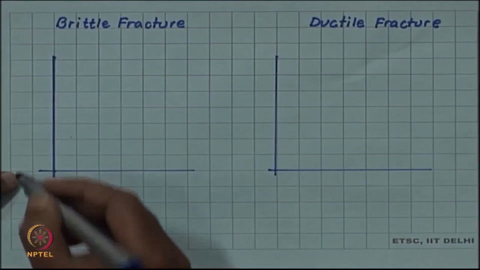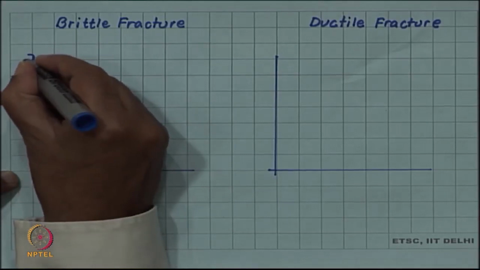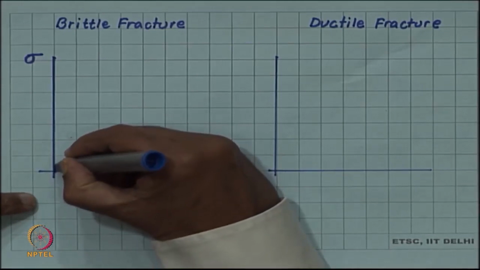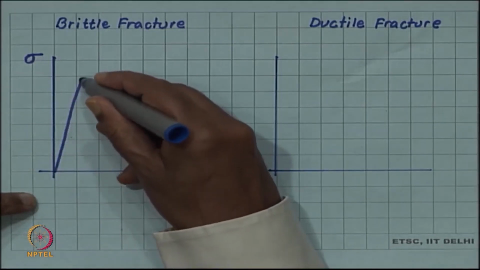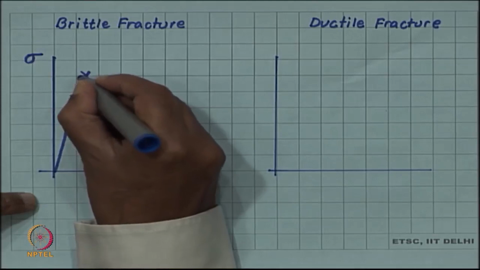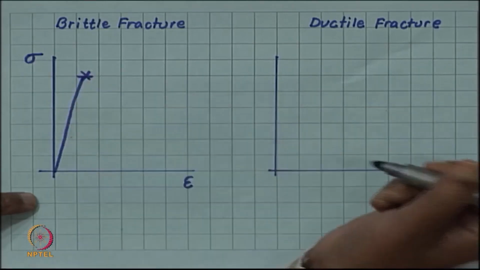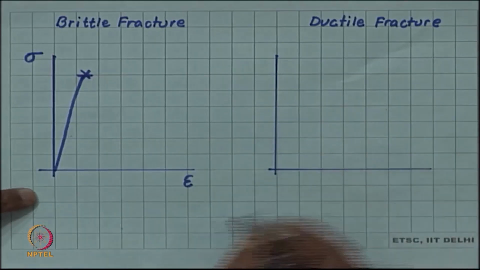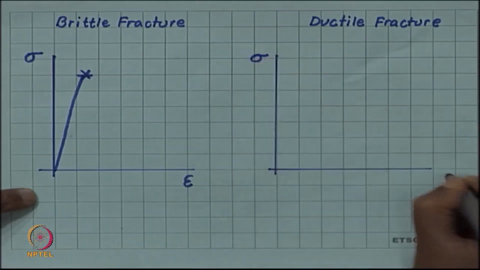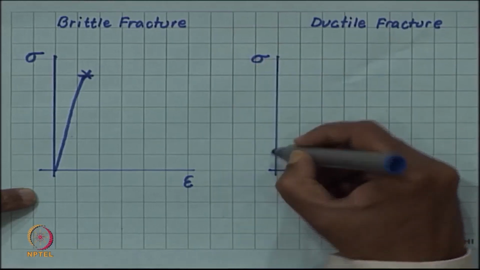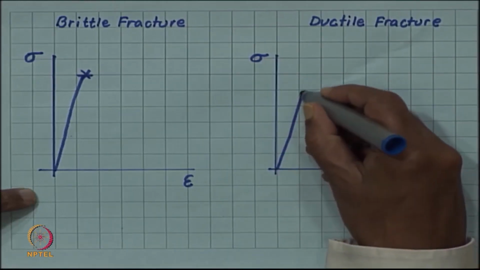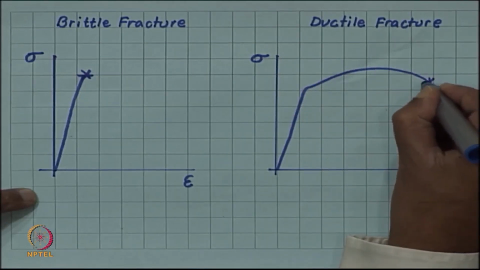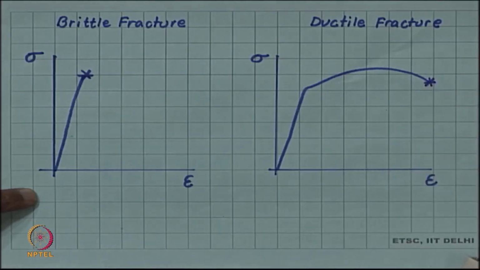Now, if we look at this in terms of a stress strain diagram, in the case of brittle fracture, since there is no plastic deformation, fracture will happen in the elastic regime itself. So, this is the fracture point, you have a straight line, the elastic region. Whereas, the stress strain diagram for a ductile material will show significant plastic deformation. So, there will be a lot of deformation before it fractures.